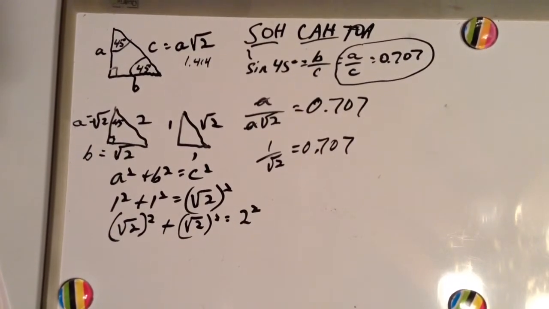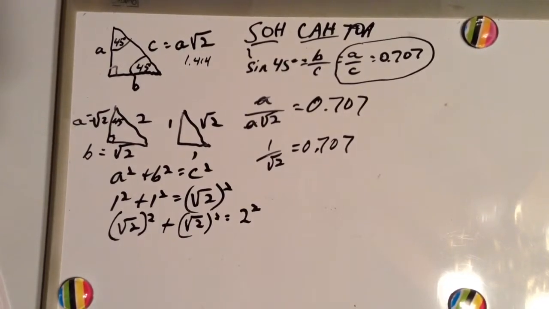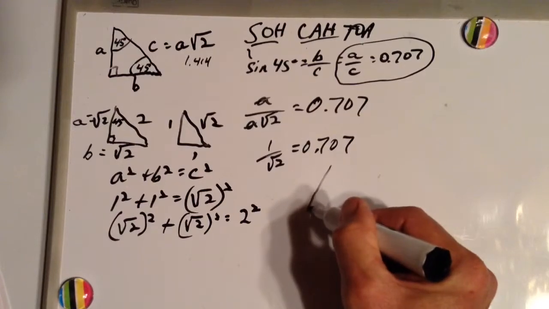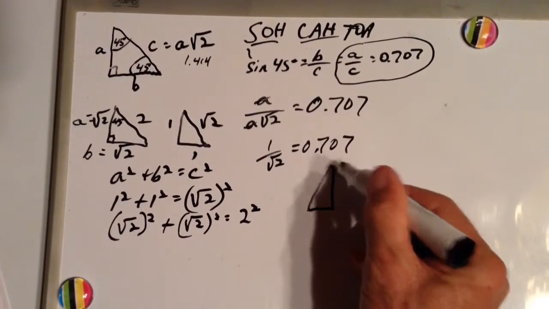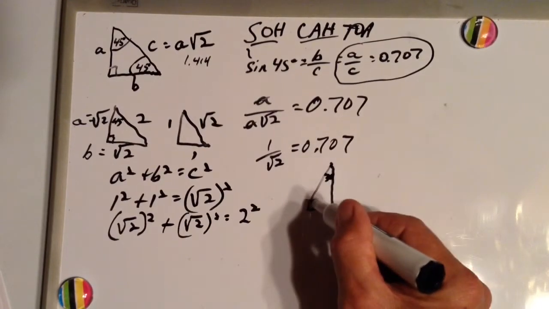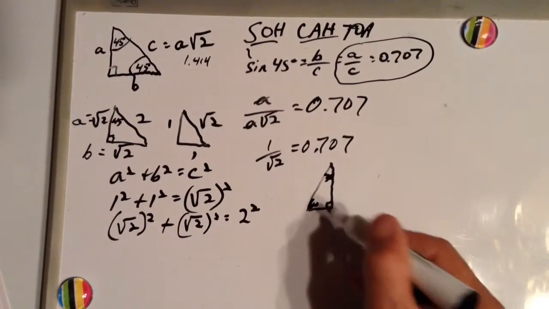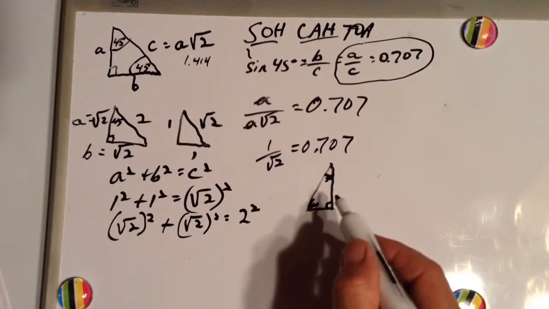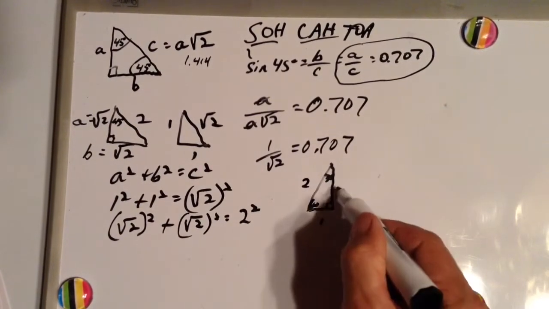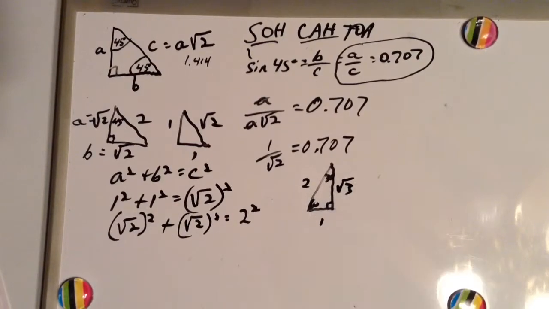So indeed it checks out with Pythagoras. The ratio of the sides and hypotenuse of a 30-60 right triangle. Let's draw one here. That's a 30-degree angle. This is a 60-degree angle. That's our right angle. Okay, the ratio is 2 to 1 to the square root of 3.